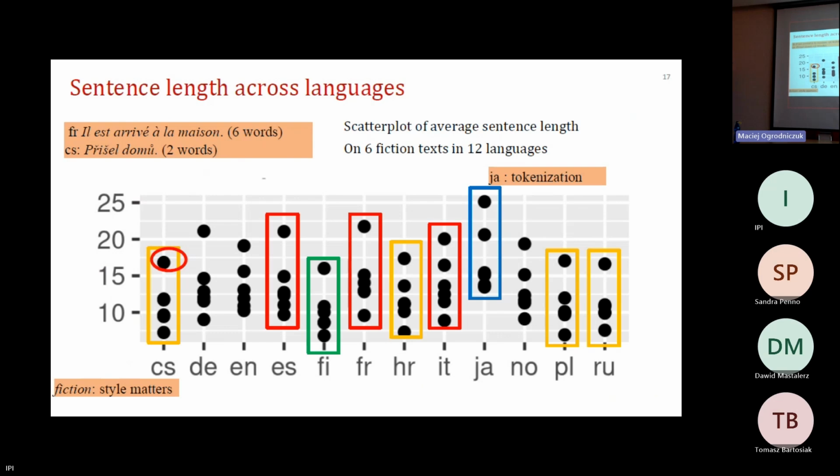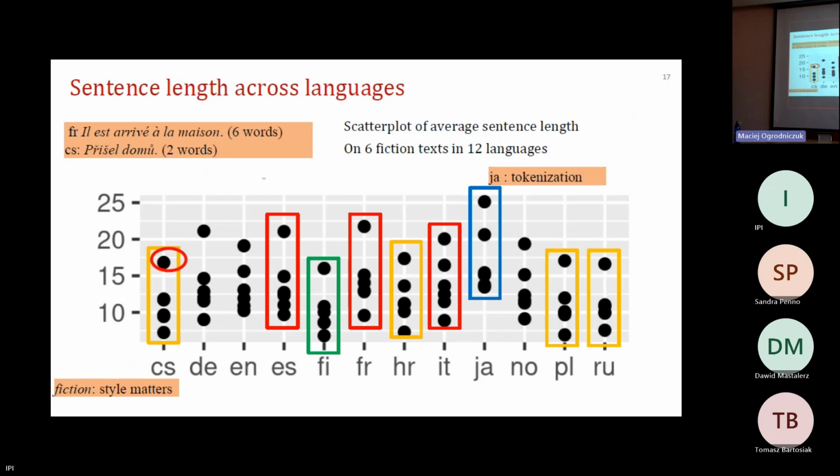But that's a special example because Japanese is tokenized in a very different way from all the other languages, and actually the Universal Dependencies bosses couldn't persuade the Japanese linguists to do it in the way that the other languages do. Well, there might be good reasons for that.